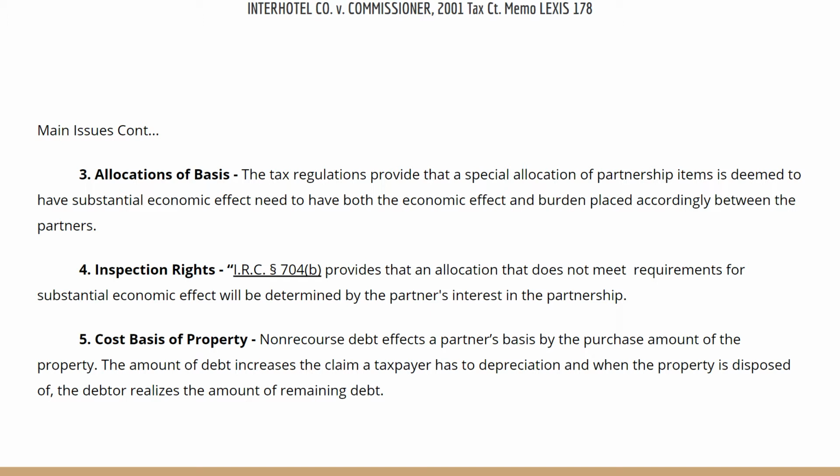Number 3, the allocation of basis. Tax regulations provide that special allocations of partnership items need to have both the economic burden and benefit placed accordingly, which we heard about earlier in the presentation. Number 4, inspection rights. 704(b) provides that an allocation that does not meet requirements for substantial economic effect will be determined by the partner's interest in the partnership. And lastly, number 5, the main issue of this case was cost basis of the property.